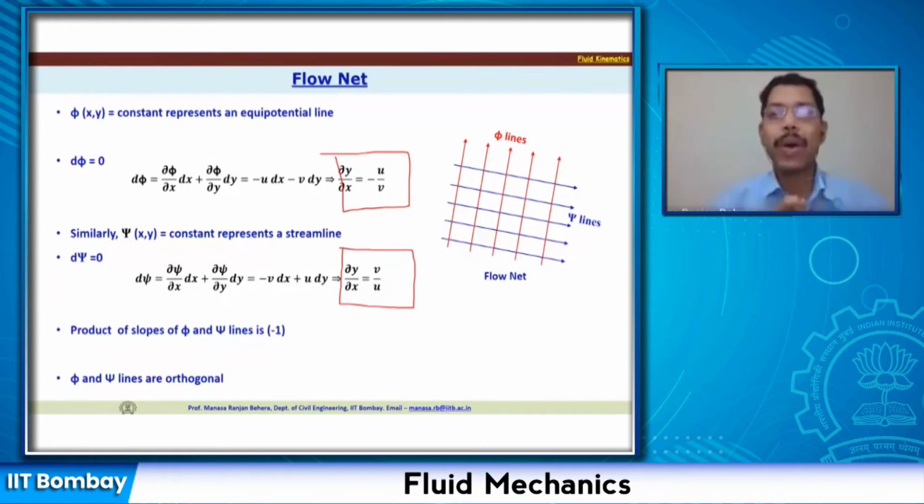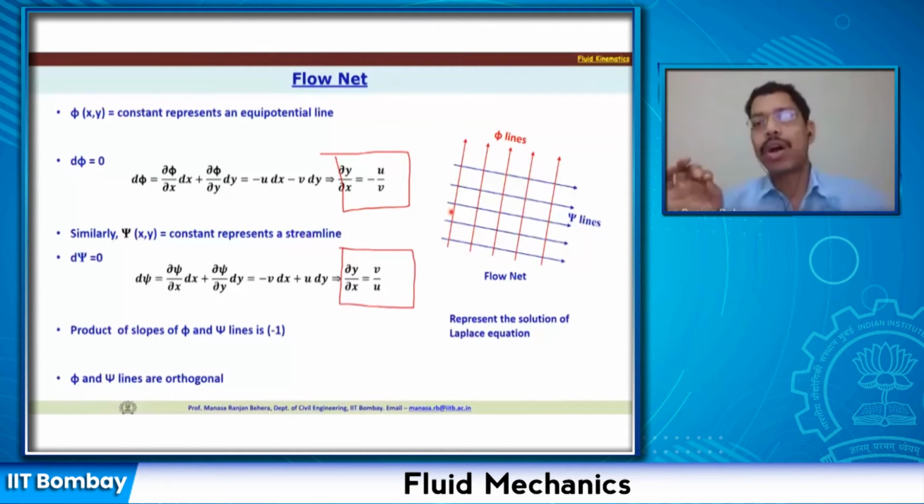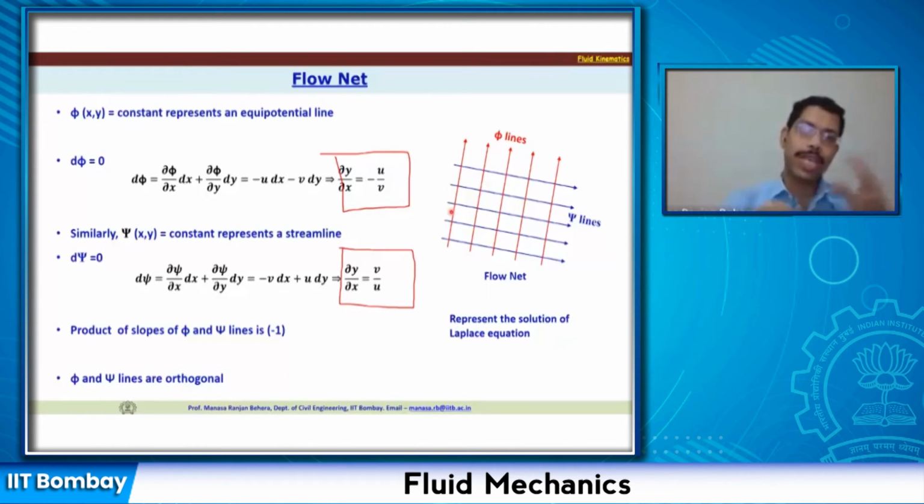So typically, this is how it will look. I have shown you straight lines, but not necessarily will it be straight lines. It could be a curved line also. So you have the psi lines here, and the phi lines are going to be perpendicular to that. And this represents the solution of the Laplace equation. A flow net, which is a combination of phi and psi lines, is nothing but a solution of the Laplace equation for a particular problem. If for a problem you could draw the phi lines and the psi lines, then that indirectly represents the solution of the Laplace equation for that flow problem.